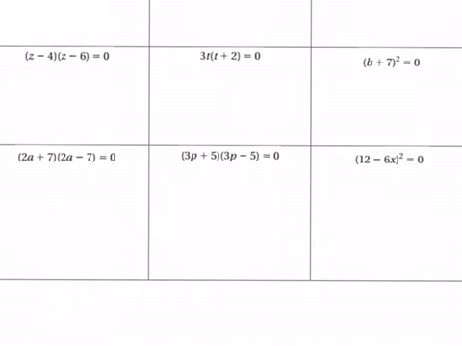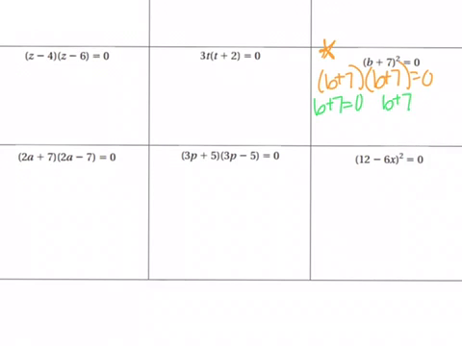However, I want to do this third example with you before I let you go. So this says b plus 7 squared. Really what that means is it's b plus 7 times b plus 7 equals 0. Now, as you can see, that's going to be the same answer. If we separate our two factors, we have b plus 7 equals 0 and b plus 7 equals 0. So our ultimate answer twice is b equals negative 7, and again b equals negative 7.